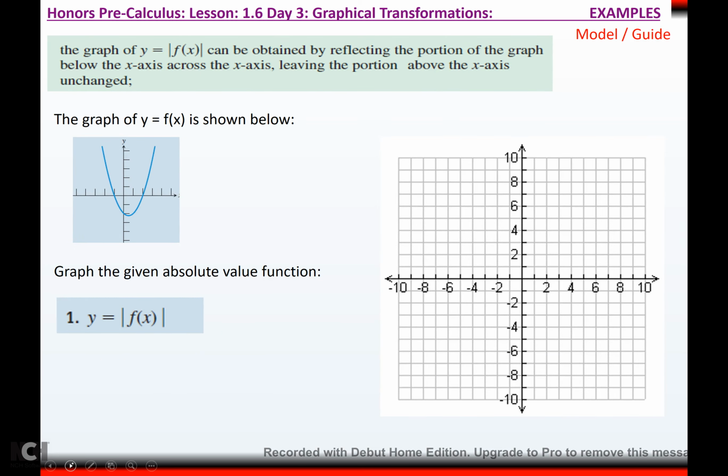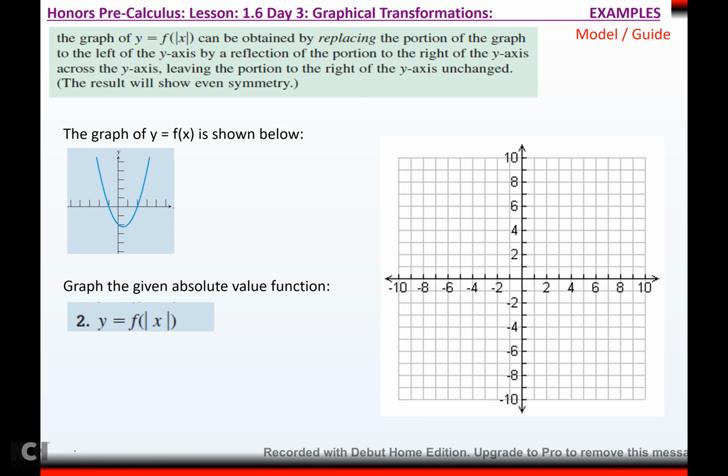Alright, so it says the graph of f of x is shown. Okay, it's a parabola. It's not the mother function. That would be up here. This is the function. It says graph the given absolute value function. So if I take the absolute value of the whole thing, it says take this part and reflect it up. So I would come down like this and up like this, but instead of coming down, I reflect that up, which is going to look like that. Done. Okay, we got the same function, but now the bars are on the inside.